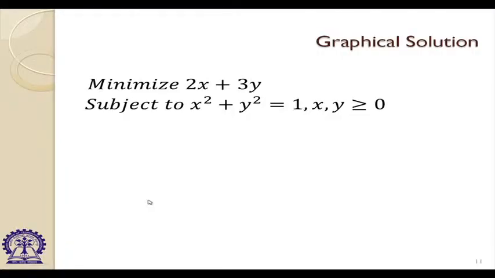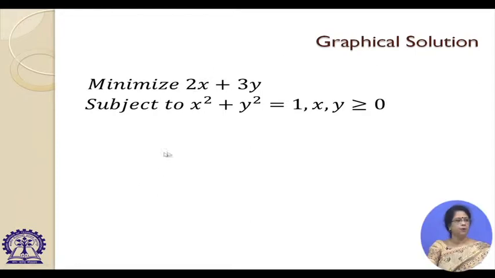All right. Now, we are moving to the graphical solution of the problem. Now, you see this is the objective function. The objective function is linear in nature: minimization of 2x plus 3y subject to x square plus y square equal to 1, and x and y are both moving within 0 to infinity. Then how will it look if I draw the function? The constraint would be a circle again, and your objective function is a line.